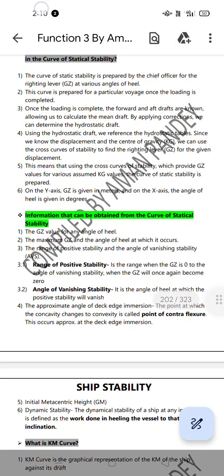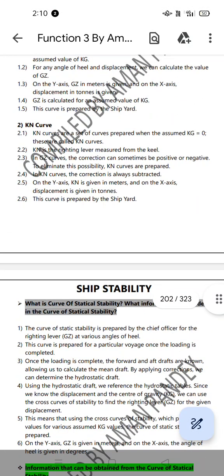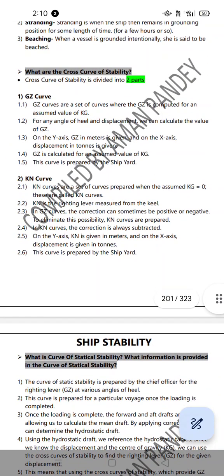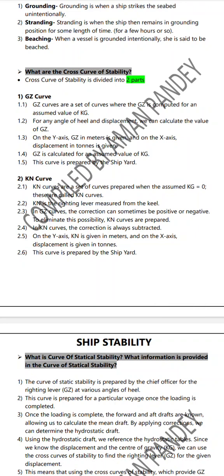So after loading, the KN curve is basically used for an assumed value of KG. For an assumed value of KG, angle of heel and displacement, we can calculate the value of GZ.